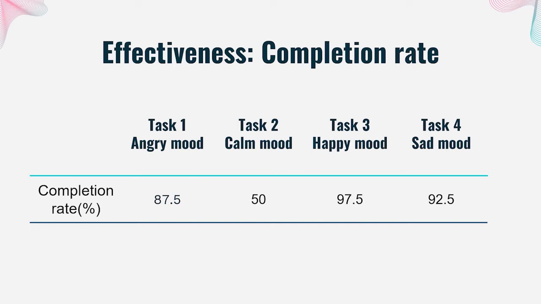Overall, the completion rates for the tasks angry, happy, and sad are above the average rate. As expected, the completion rate for task 2 is the lowest and below average. However, results for all tasks are acceptable.